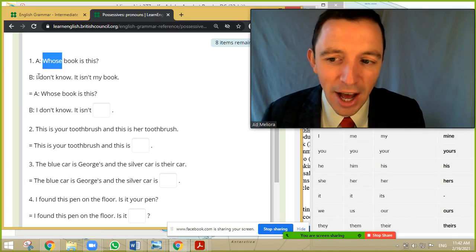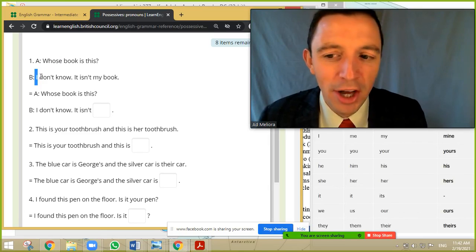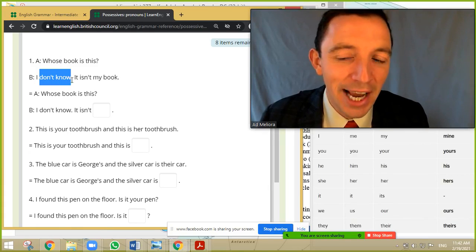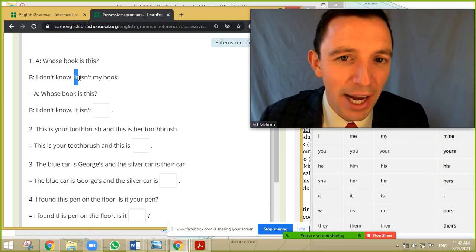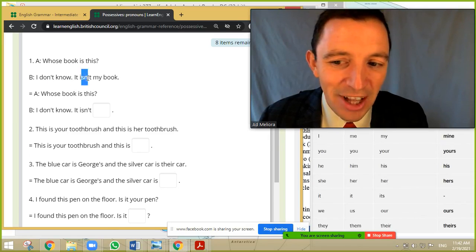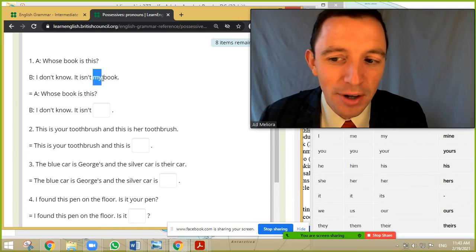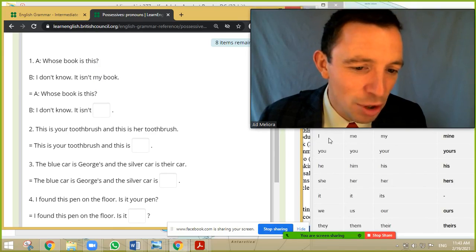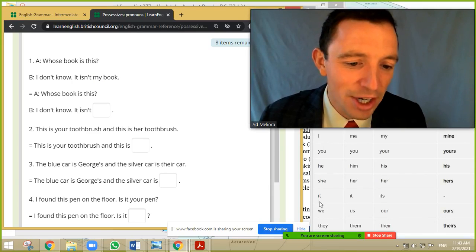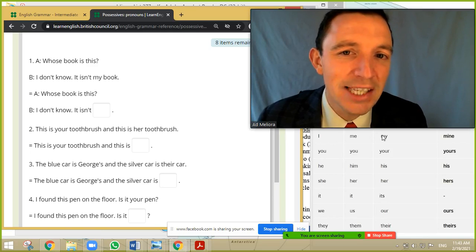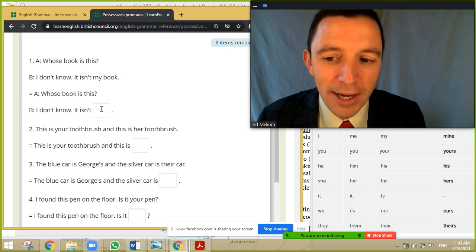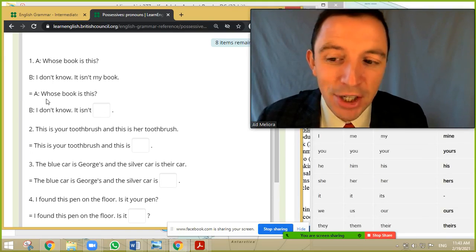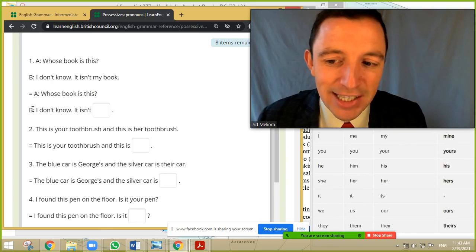And the answer: I, subject pronoun. Do not know is the verb in the negative. It is the subject pronoun. The verb is not in the negative. My book. Okay. So my is the possessive adjective. You can see here. So subject is I, or he, or she, or it, and this possessive adjective is my book. Okay. And the transformation is A: whose book is this? And the second question, I don't know, it isn't.